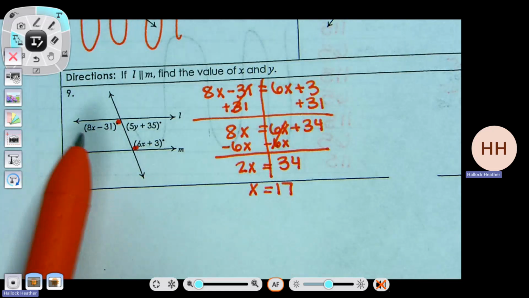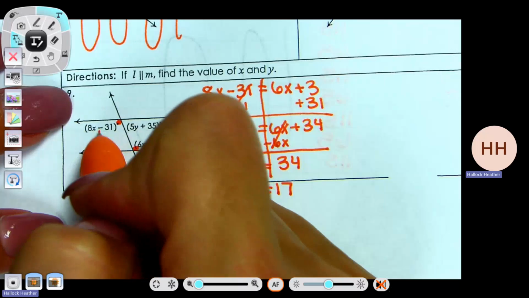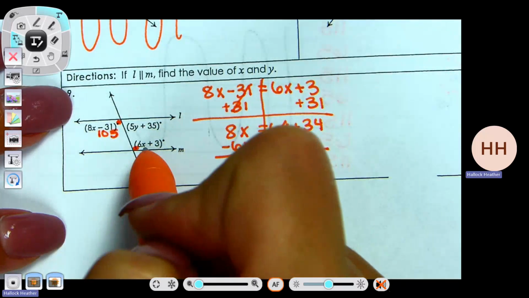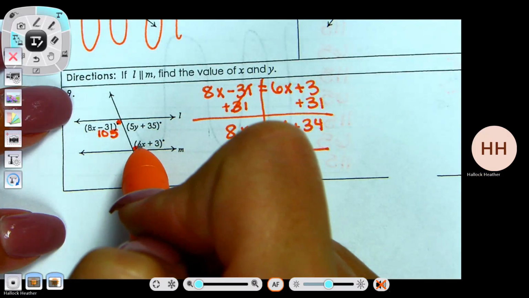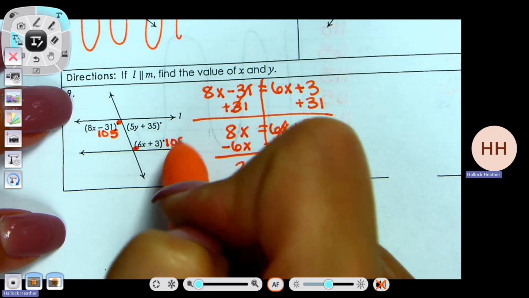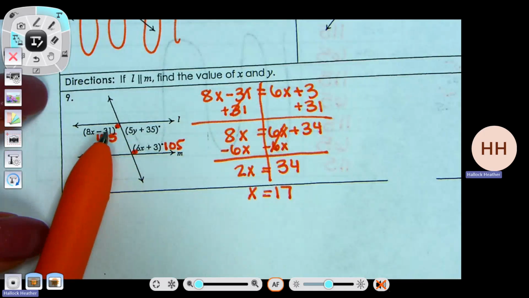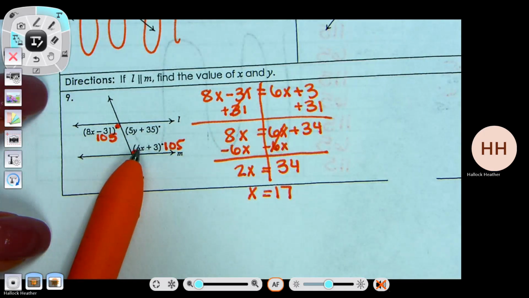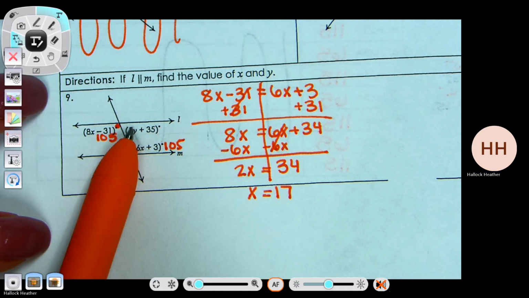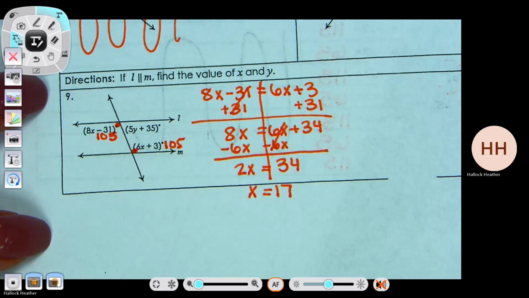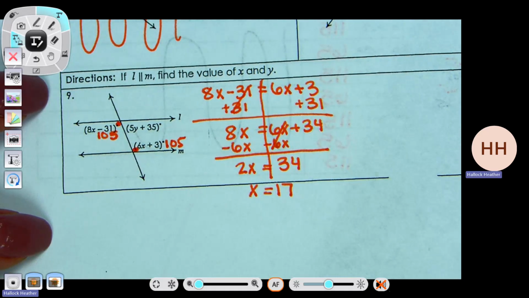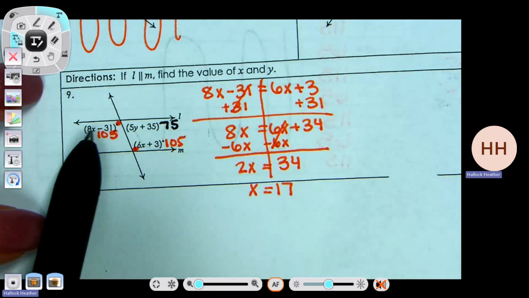Is it 105? So that's 105. How much is the other one? They're not all 105. So if this is 105 and this is 105, this is not 105. How do you know? Subtract from 180 because they're not the same. So this one would be 75 because they have to add to make 180. Wait, how do you know? Because you substitute it back in.